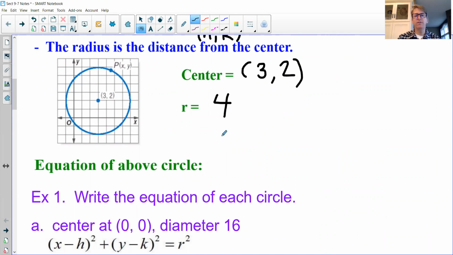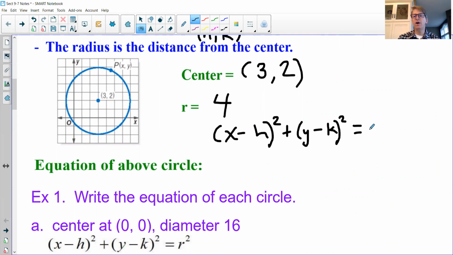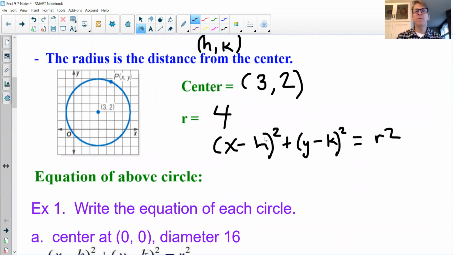So the equation is x minus the h, we're going to take that quantity and square it. Then we're going to add that to y minus the k, and we're going to square that. And that's all going to equal r squared. Okay, so you have to remember now, the h is 3 and the k is 2.